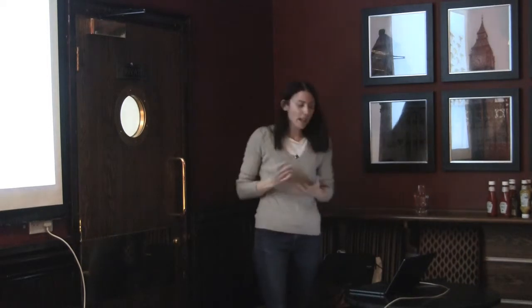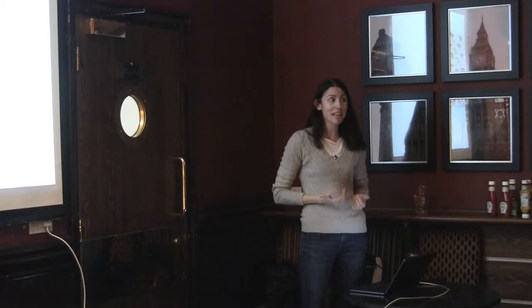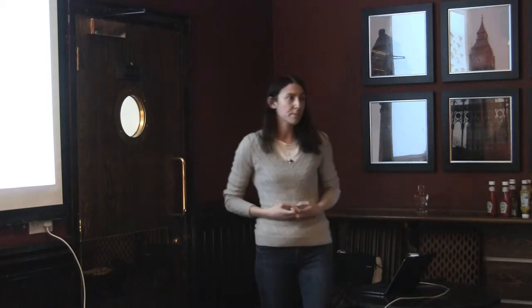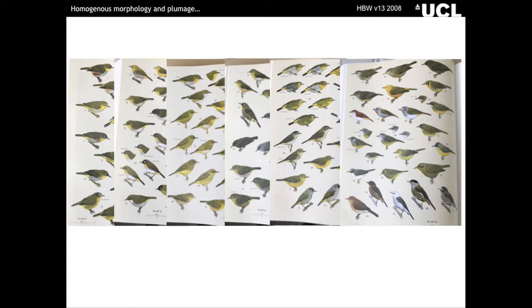So again, unlike these previous examples of adaptive radiation, white eyes are really homogeneous, okay? They all look very, very similar. And these are some gorgeous plates from the Handbook of the Birds of the World. And we can see, yes, they look pretty similar. They're incredibly hard to identify in the field, and taxonomists have had an awful job trying to resolve their relationships.